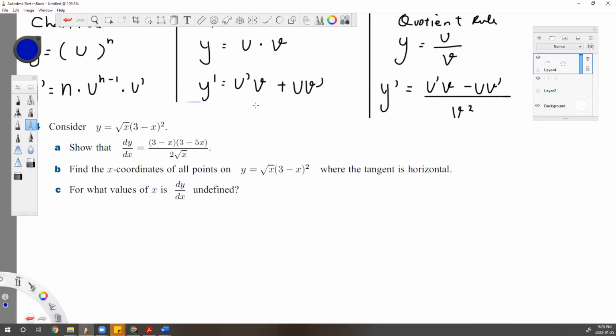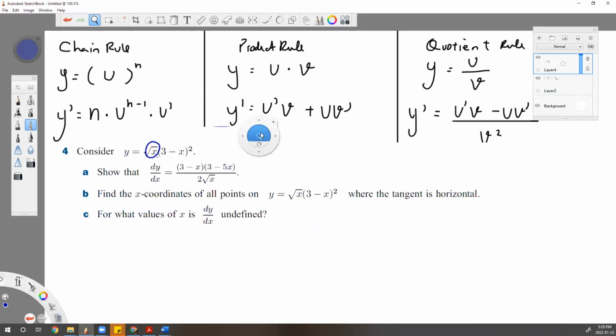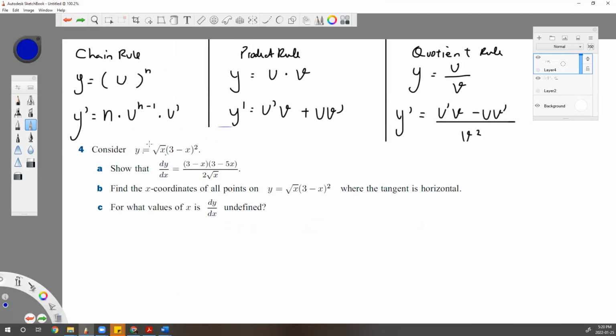So this is multiplication, right? The power is outside, but we have a number or a variable that is out of the power. So it has to be a product rule, right? So this is u, this is v. So u equals x power half, right? And then the v will be 3 minus x power 2, right? And then the u accent, or the derivative of u, is half times x power negative half. Get it, Vicky?